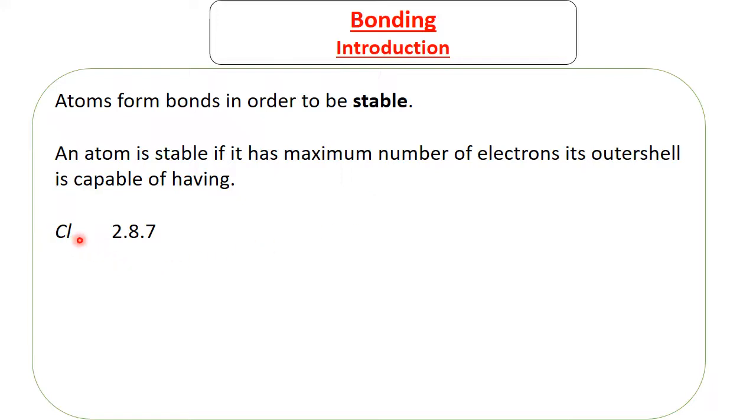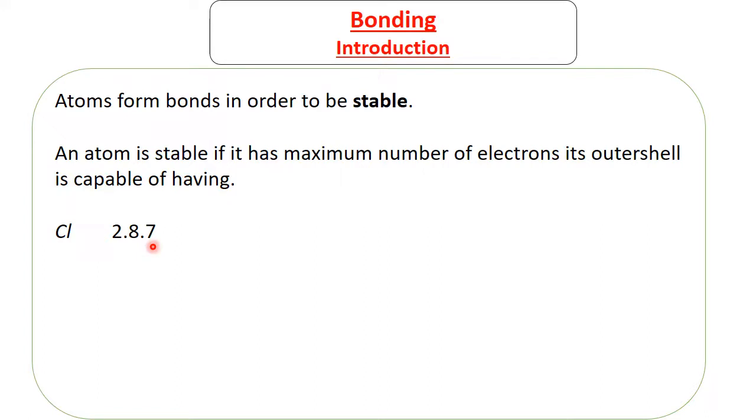Here is chlorine, and the electronic configuration for chlorine is 2,8,7. So the third shell, which is the M shell, has 7 electrons. The maximum number that the M shell can accommodate is 18. But when it comes to bonding, the base is 8, because for this to be stable, it only needs 1 electron. If it was 18, then it would need 11 electrons.